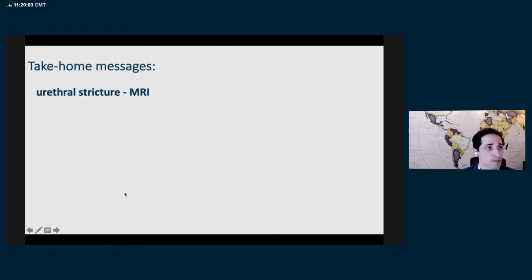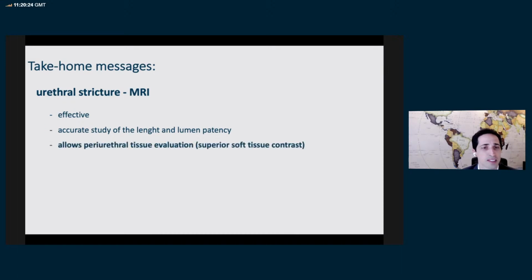So some take-home messages. MRI is effective, allows accurate study of the length of the stricture and lumen patency, with great advantage over the other methods, especially in case of multiple stenosis. It provides good evaluation of stricture surroundings, especially spongial fibrosis, thanks to its superior soft tissue contrast and high tissue resolution and a good spatial resolution.